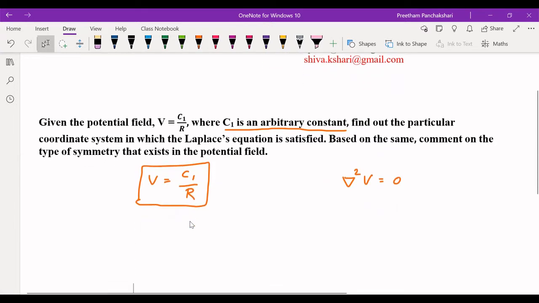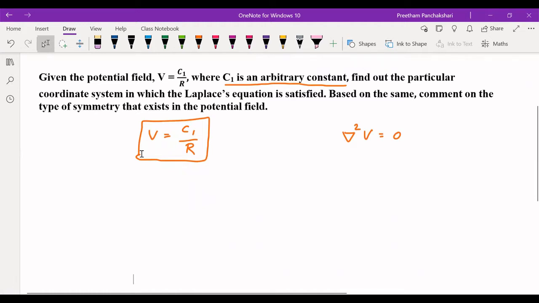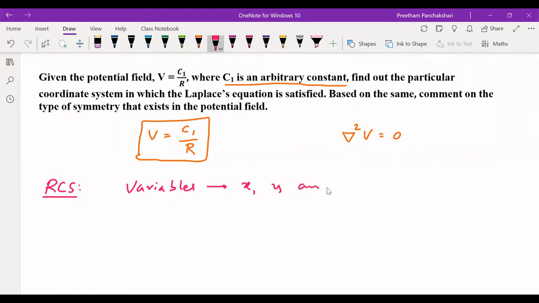Let us start our discussion with rectangular coordinate system. In rectangular coordinate system, we have three variables. They are x, y, and z. So here, your R can be either x or y or z. Let us start our discussion with R equal to x. This is going to be our first part of the solution. And later, I'm going to take R as y and later z.